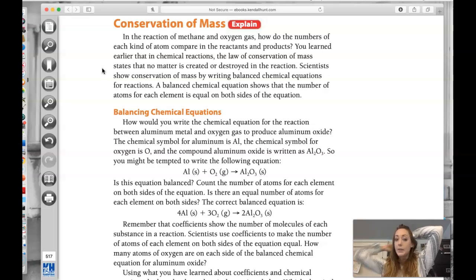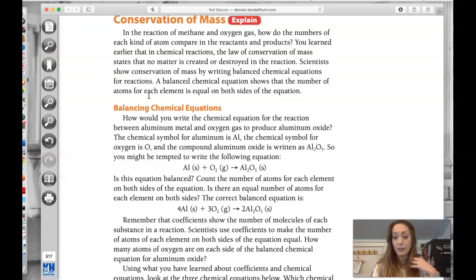Scientists show conservation of mass by writing balanced chemical equations for reactions. A balanced chemical equation shows that the number of atoms for each element is equal on both sides of the equation. So let's look at this a little bit.